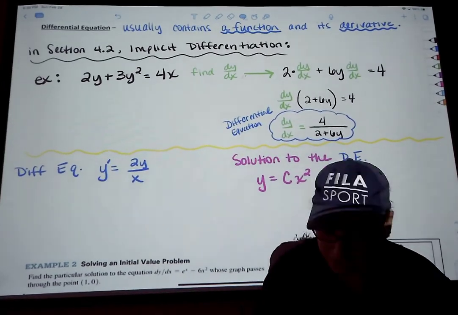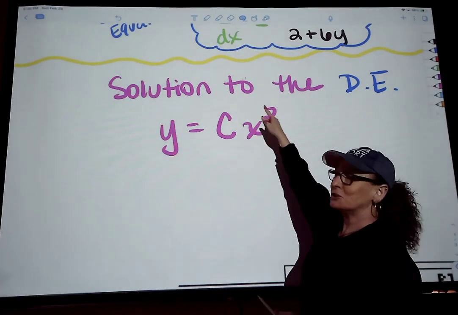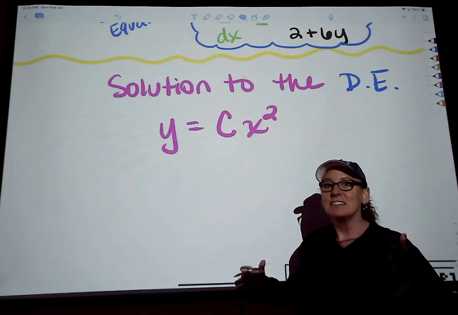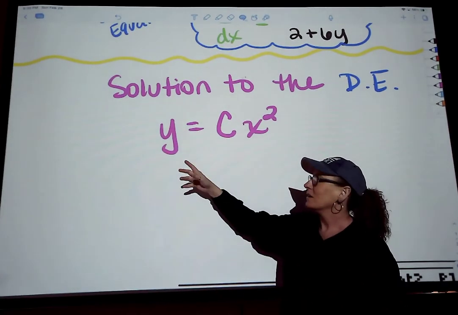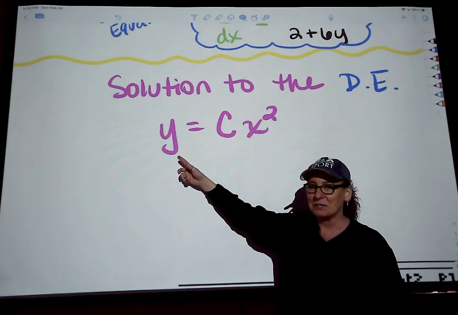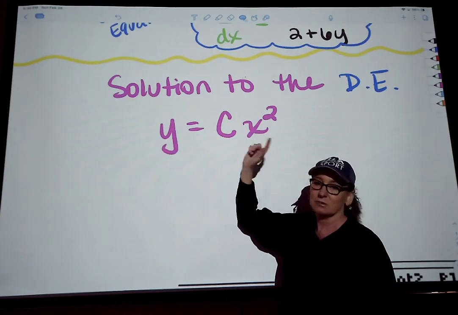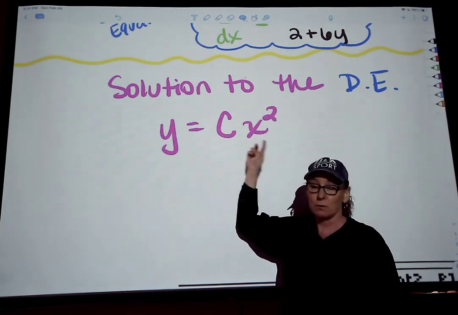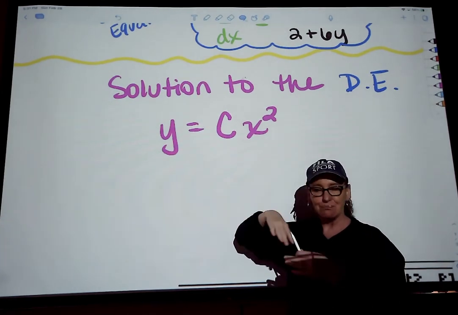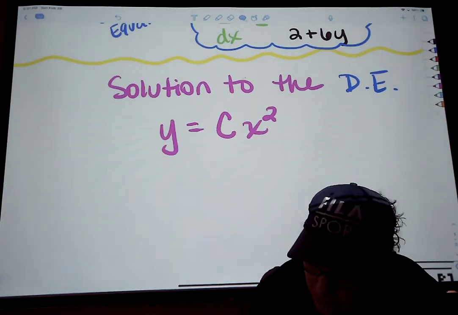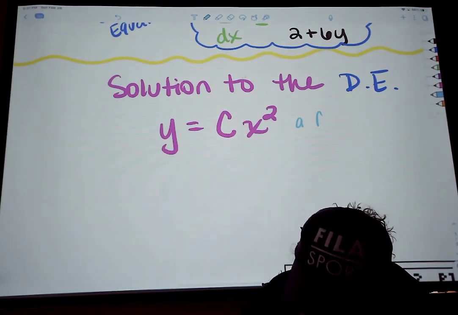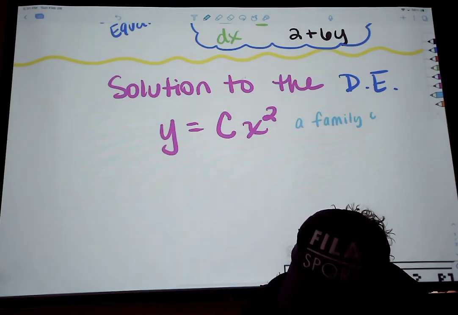And so this is kind of funny. When we have a solution to a differential equation and it's got a c in it, gosh, c could be anything. So I don't just have one function here. I have unlimited possibilities of what this could be. This could be y equals x squared, y equals 2x squared, y equals 3x squared, y equals pi x squared, y equals radical 7x squared. See? Infinite possibilities. This is actually called a family of functions.